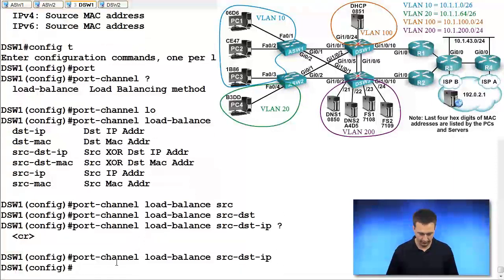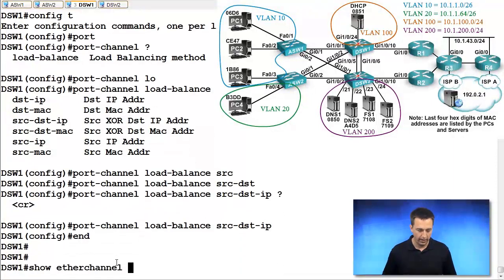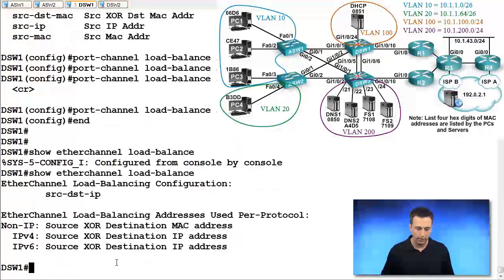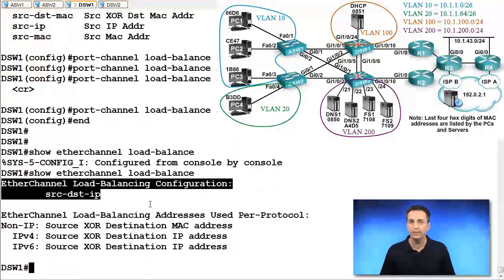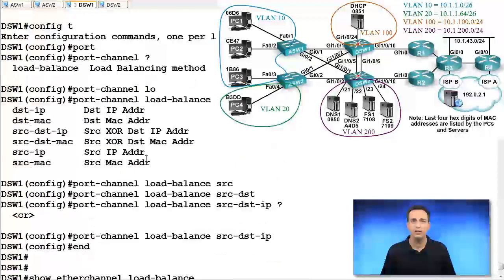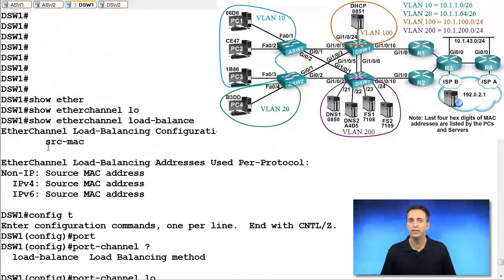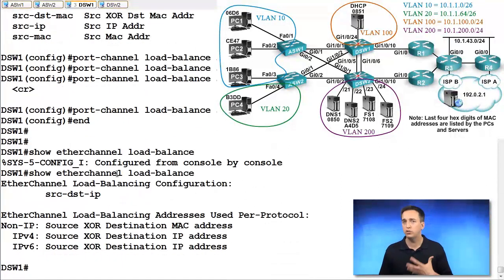We'll hit enter. Now if we re-execute the command, show EtherChannel load balance, we can now see that we are load balancing based on source and destination IP now, instead of the default on a 3750E, which was, do you remember? Source MAC. So now we should have a better distribution of traffic across the EtherChannel bundle between DSW1 and DSW2.